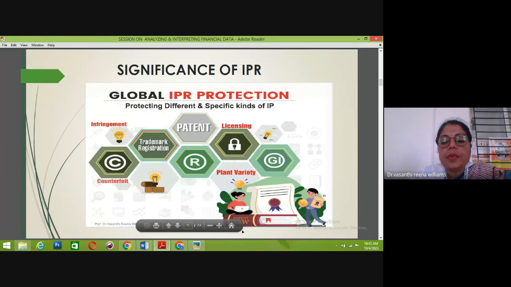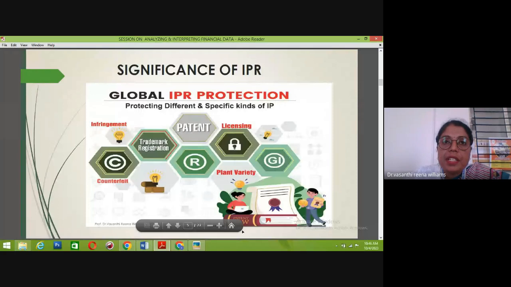Yeah. Now, when you're talking about the significance of IPR, we have some other things. If you look at this slide again, infringement. Infringement means you're making use of somebody else's idea or copyrights, or maybe their song, maybe their movie, their product, whatever. If you do it without their permission, it is called infringement. And this infringement can lead to a criminal offense. It's a criminal offense, and it can lead to punishment as well.